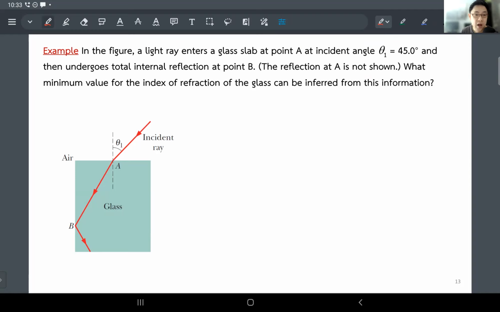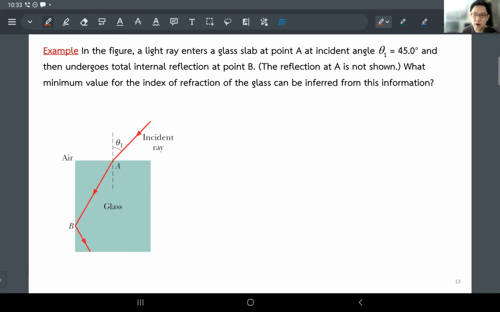It's Snell's law. In the figure, a light ray enters a glass slab at point A, with the incident angle theta1 being 45 degrees. And then it undergoes total internal reflection at point B. So that's given already. The partial reflection is always there, so we can throw it away. What minimum value for the index of refraction of the glass can be inferred from this information? So at the minimum, what should be the value of n of this glass for you to get total internal reflection at point B?